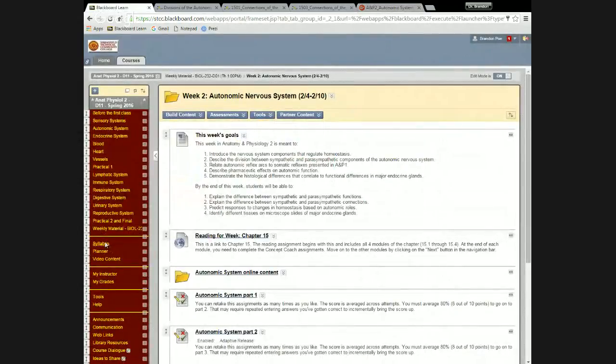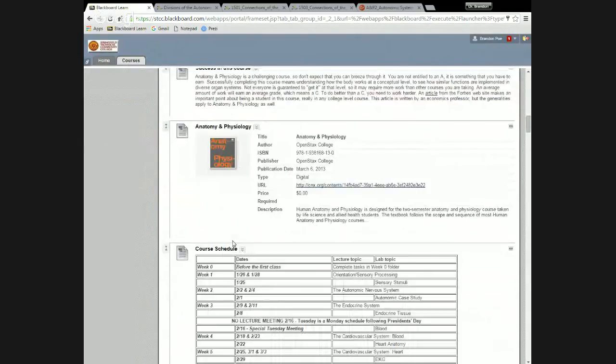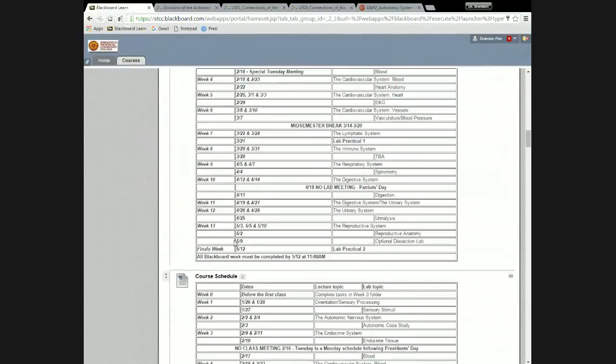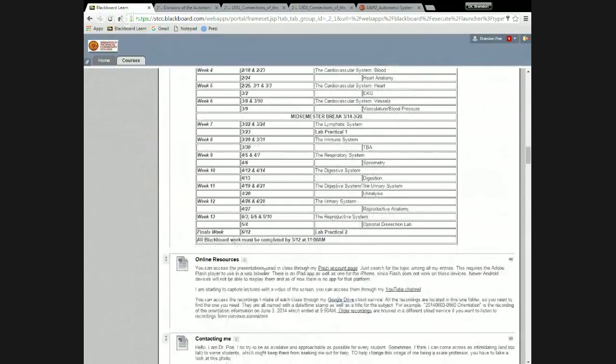In the syllabus, after where the course schedule calendar is, there's a section that says online resources.